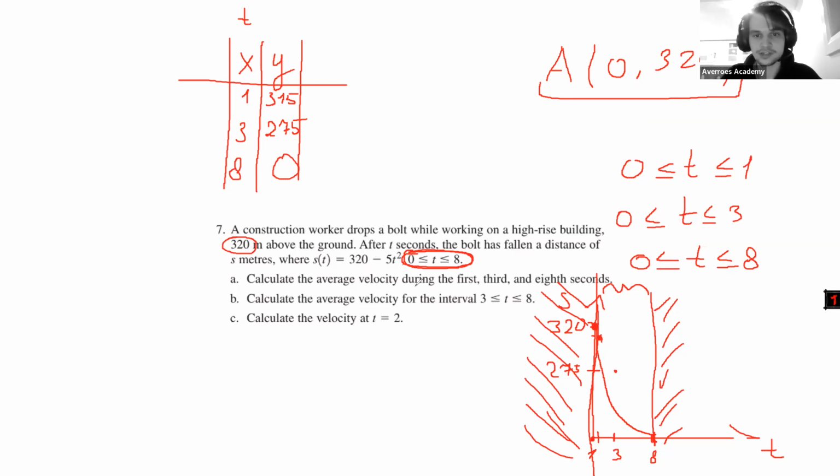So calculate the average velocity during the first, third, and 8th second. Now we know the first and second point. The average velocity would be the slope between these 2 points, right? And we remember the formula.